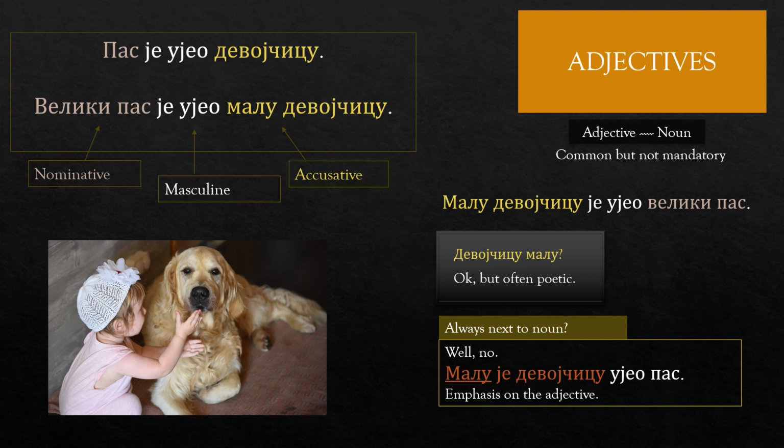Not exactly. It is possible to say malu je devojčicu ujeo pas. This puts the accent on malu, little. It's the little girl that the dog bit. And this is the effect that swapping word order has. It doesn't change the primary meaning, but it changes the focus of the sentence.